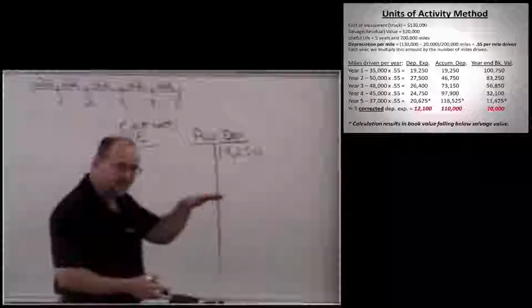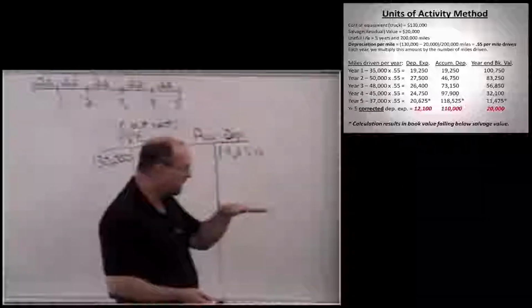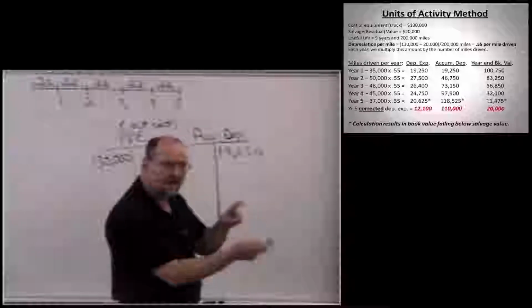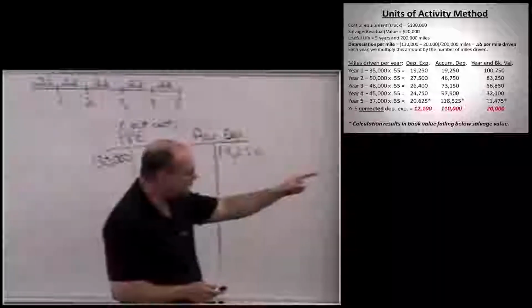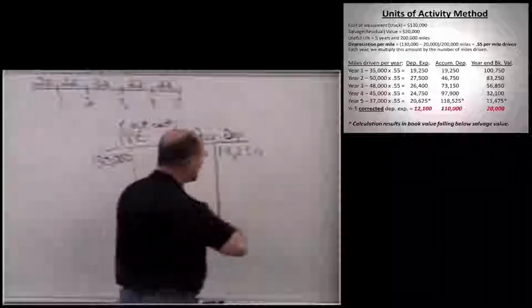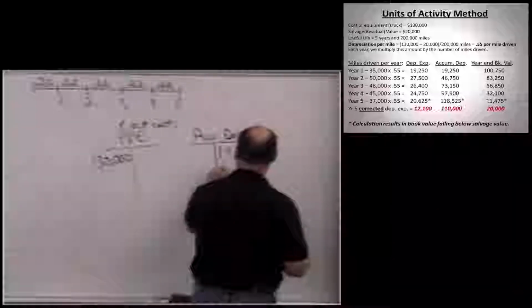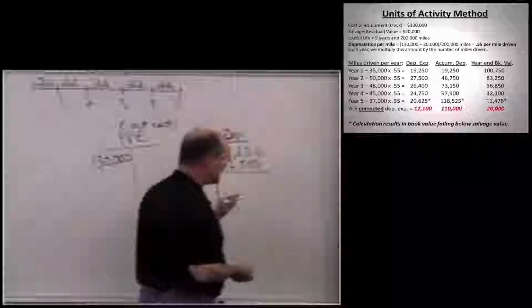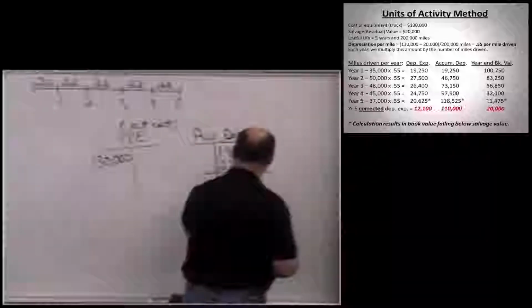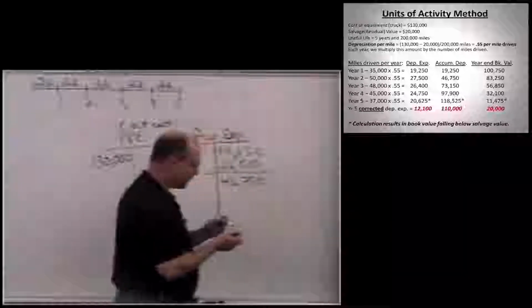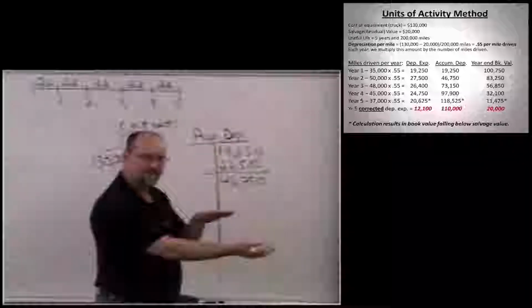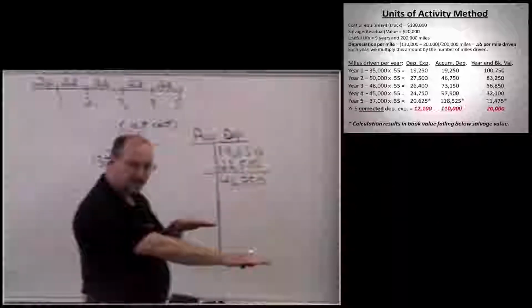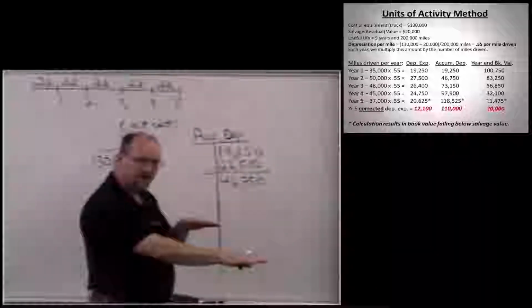The journal entry: debit depreciation expense, 27,500. Credit accumulated, 27,500. That's the journal entry. This schedule is going to show you the value at the end of 2 years, so don't make that mistake. What you're looking at on the schedule is not the journal entries. The journal entry, remember, debits always have to equal credits. Debit depreciation expense, 27,500. Credit accumulated, 27,500.